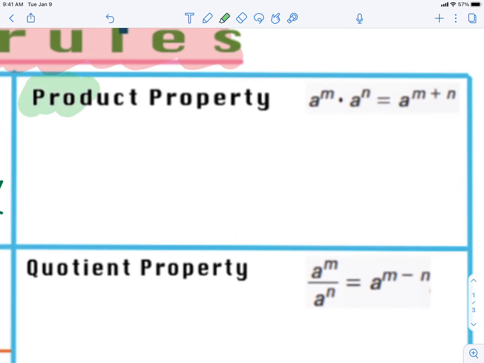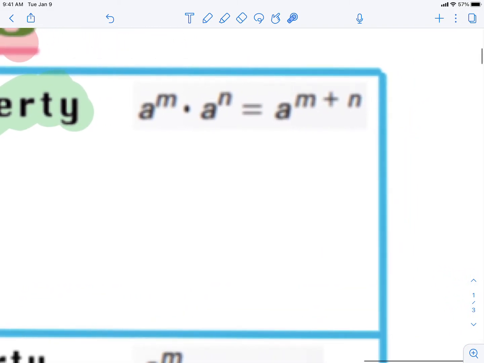So let us highlight that. This is called the product property. Does anyone remember what the word product means mathematically? In math language? Product, everyone, means multiplying. As you can see here in this example, a to the power of m times, multiplying, right? A to the power of n. Well, if you notice, this a and this a are the same. They have the same base, everyone. This is called the same base.